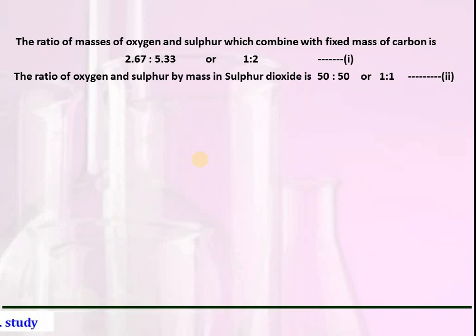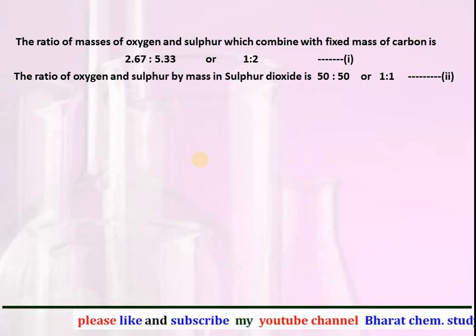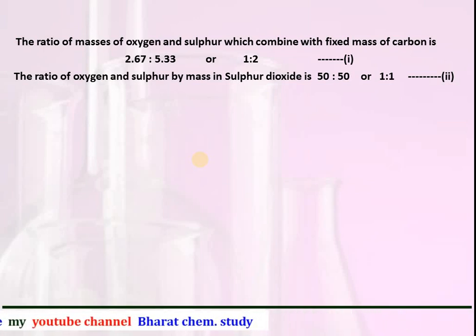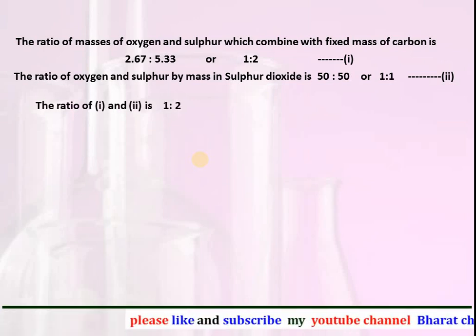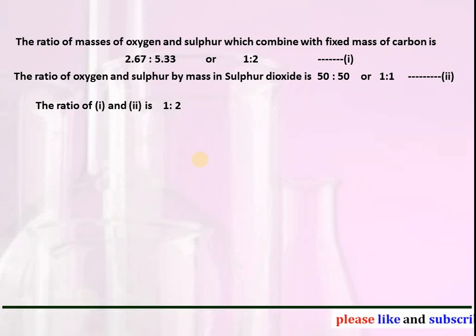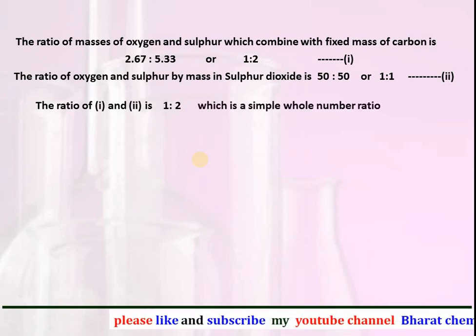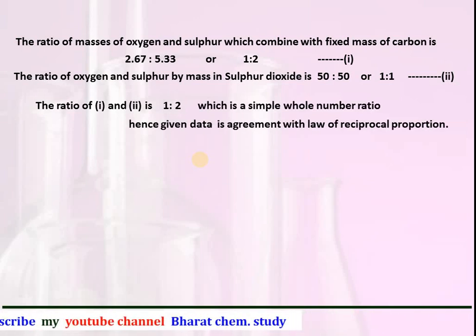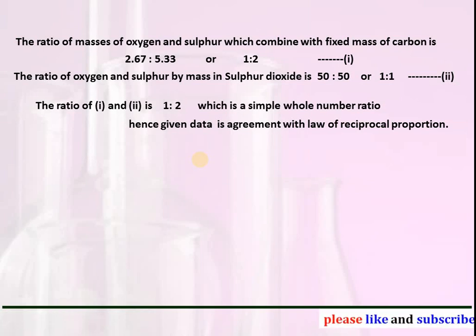Now we have to calculate the ratio of oxygen and sulfur when they combine with each other to form sulfur dioxide, and the ratio comes to be 1:1. So we have to divide the first ratio by the second ratio, and the answer comes to be 1:2, which is a simple whole number ratio. So the given data is in agreement with the law of reciprocal proportion.